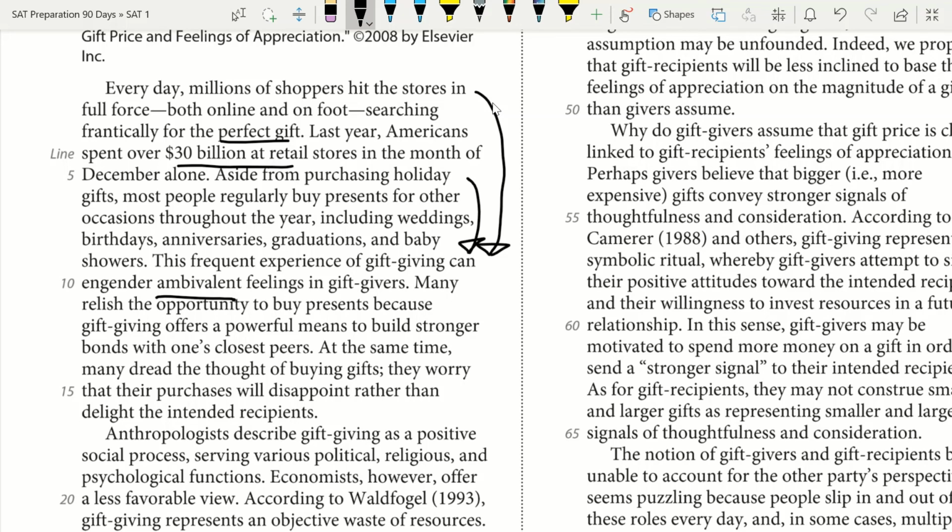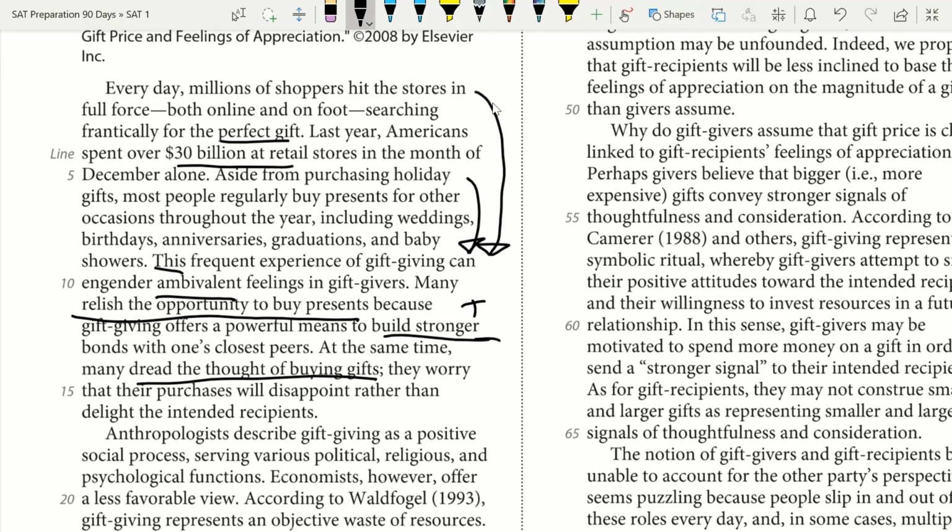So we'll start right here. This frequent experience of gift giving can engender ambivalent feelings in gift givers. Many relish the opportunity to buy presents, so that means that they see it as a positive because it offers an opportunity to build stronger bonds with one's closest peers. At the same time, many dread the thought of buying gifts, right? So those are two conflicting ideas. One is positive, it builds stronger bonds, and then the opposite is negative.